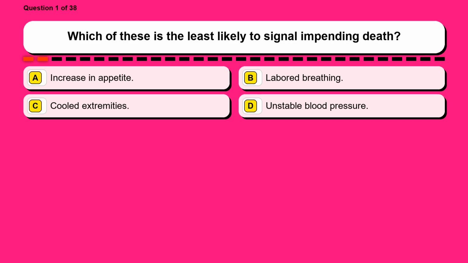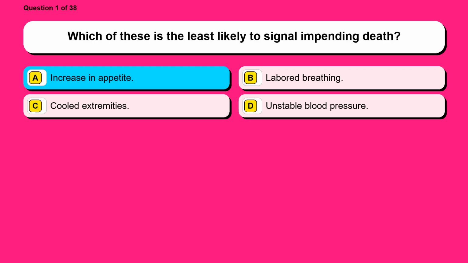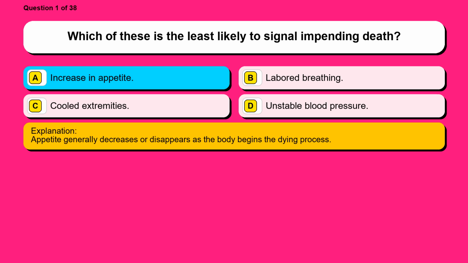Question 1. Which of these is the least likely to signal impending death? Option A, the increase in appetite. Option B, labored breathing. Option C, cooled extremities. Option D, unstable blood pressure. The correct answer is option A, increase in appetite. Appetite generally decreases or disappears as the body begins the dying process.